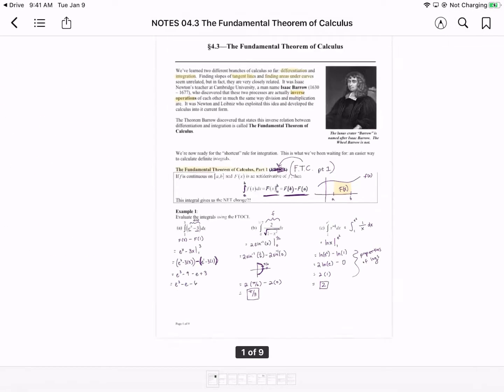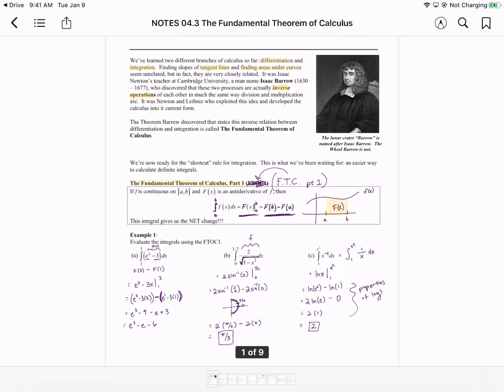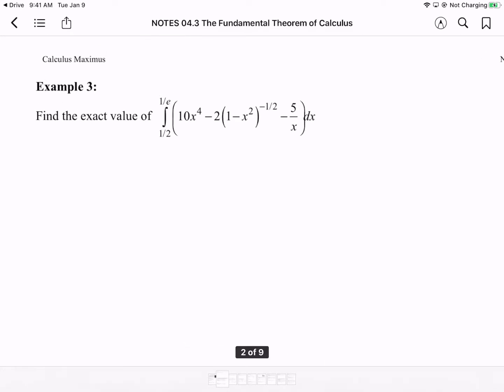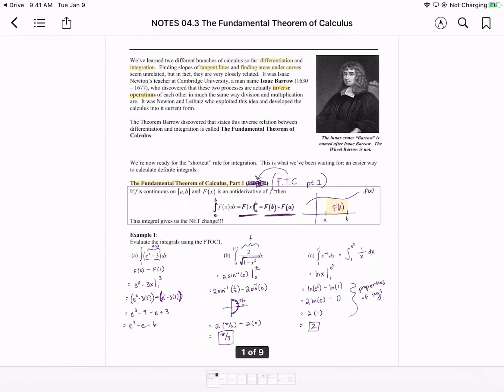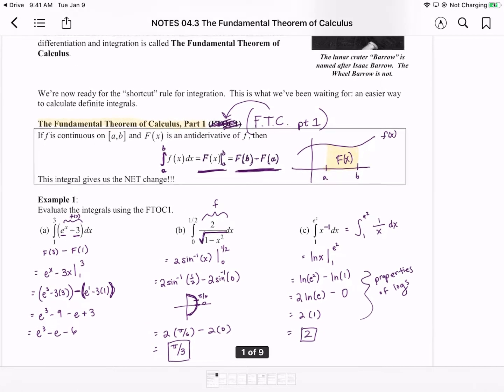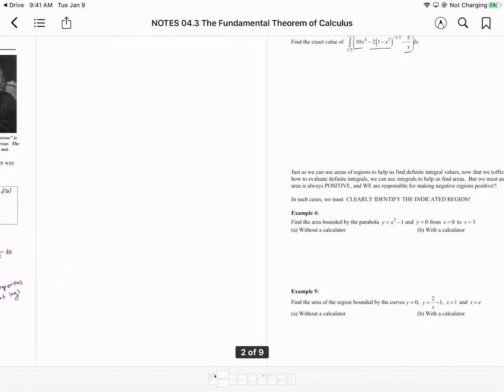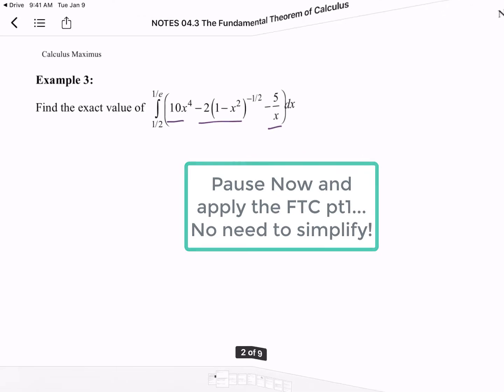All right. So that's how you apply the FTC Part 1. I want you to try, I know this problem looks super duper intimidating, but this is similar to the other problems that we did. Basically, you just have 3 different indefinite integrals. So you could split this up into 3 different indefinite integrals and apply the fundamental theorem of calculus just like we did right here. So I want you to try this one totally on your own.